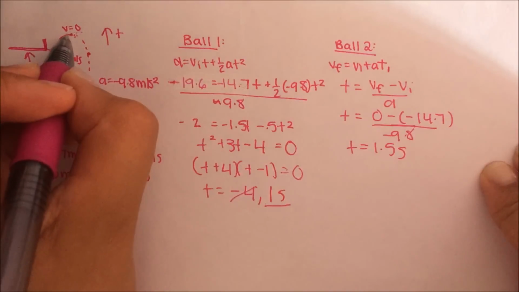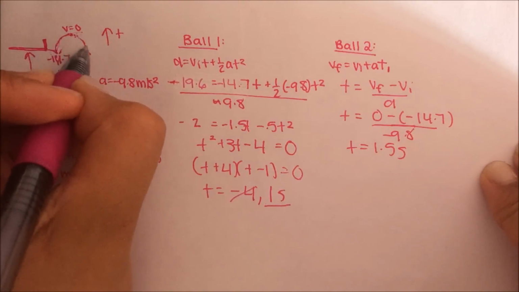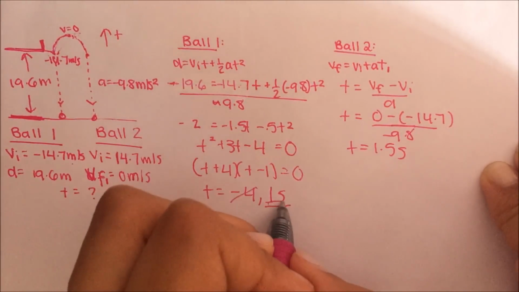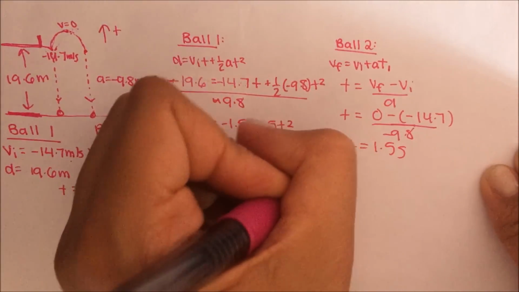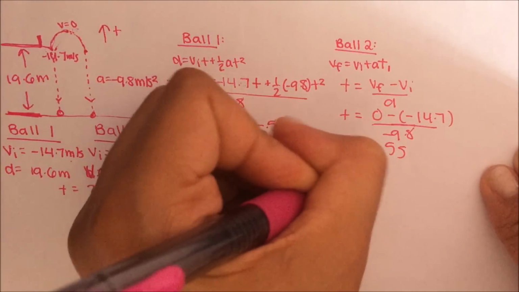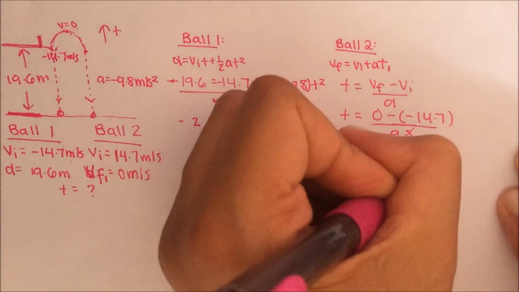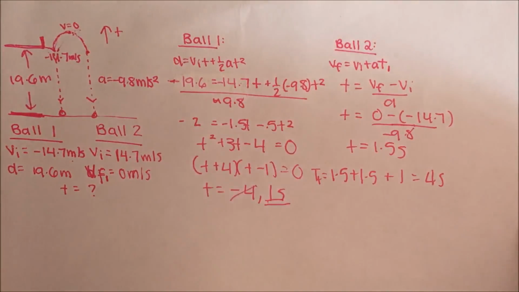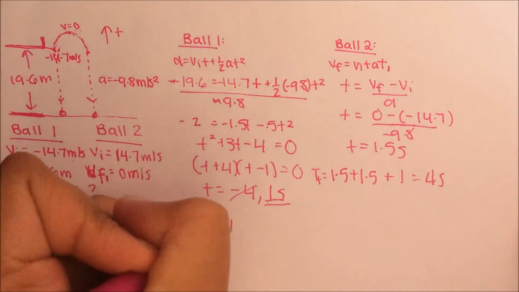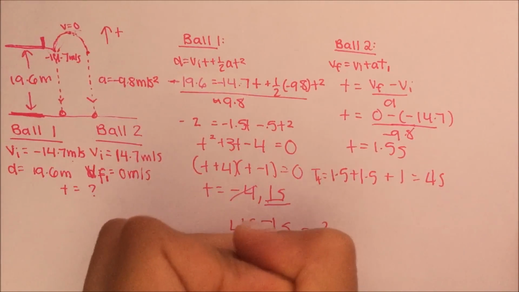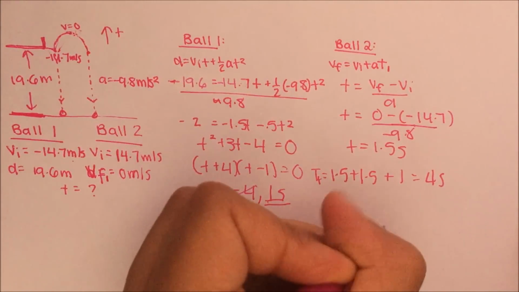Then, by the same token, going from here to here is going to take another 1.5. And going from here all the way down to the ground is going to be the same as this because we're dealing with the same velocity. So the total time is going to be 1.5 plus 1.5 plus 1. It's going to give us 4 seconds for ball 2. So the difference in time is going to be 4 seconds minus 1 second. It's going to be 3 seconds difference.